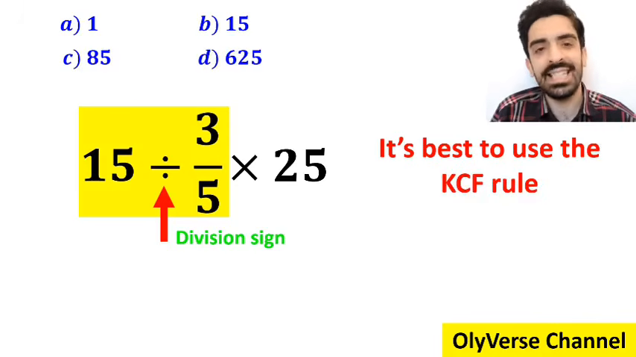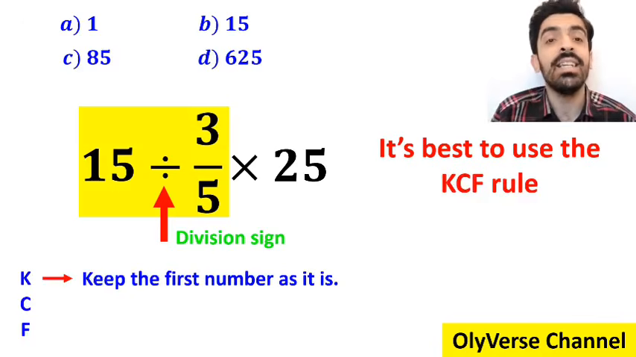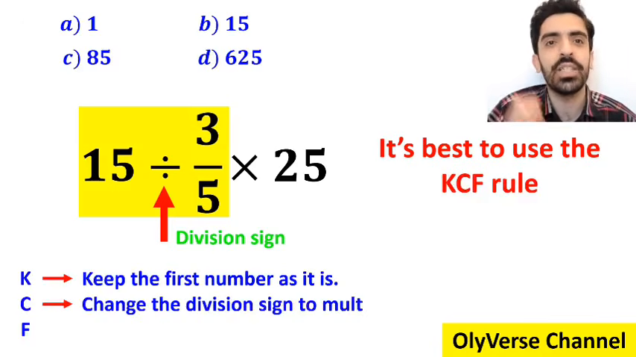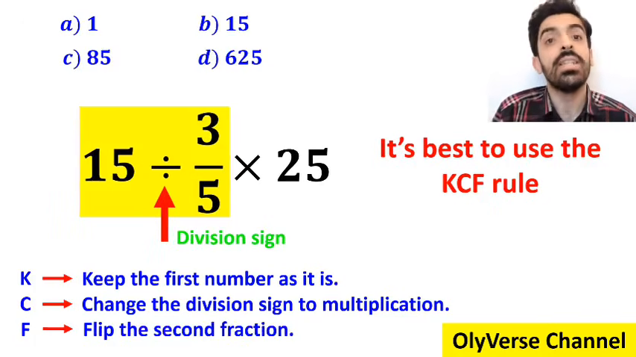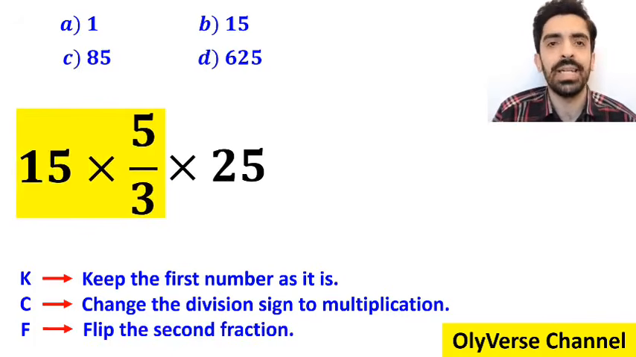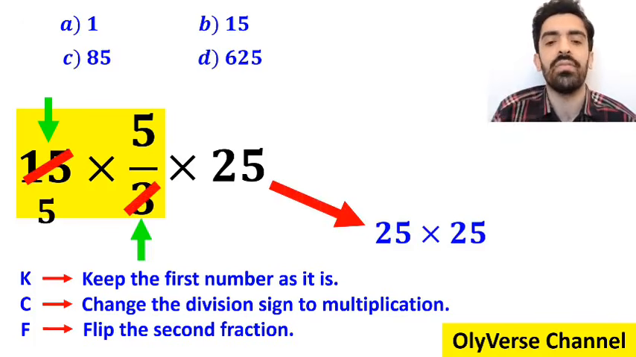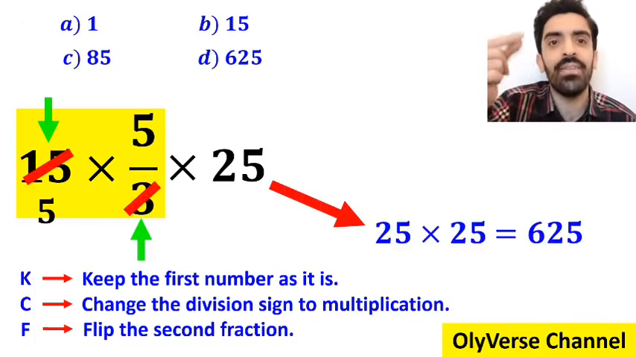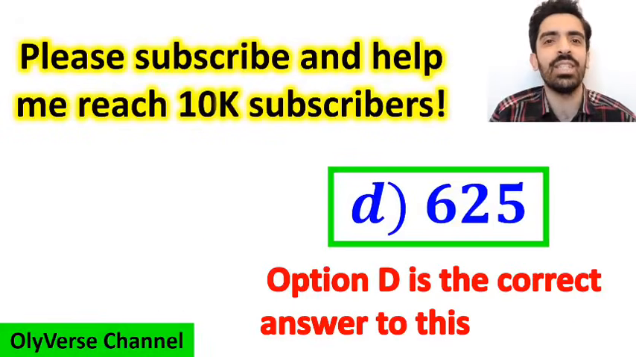it's best to use the KCF rule. In this rule, K stands for keep the first number as it is, C stands for change the division sign to multiplication, and F stands for flip the second fraction. So, we remove the highlighted part and replace it with 15 multiplied by 5 over 3. Okay, as you can see on the screen, the number 15 simplifies with the 3 in the denominator, and this expression simplifies to 25 multiplied by 25, which finally gives us the answer 625. Therefore, option D is the correct answer to this question.